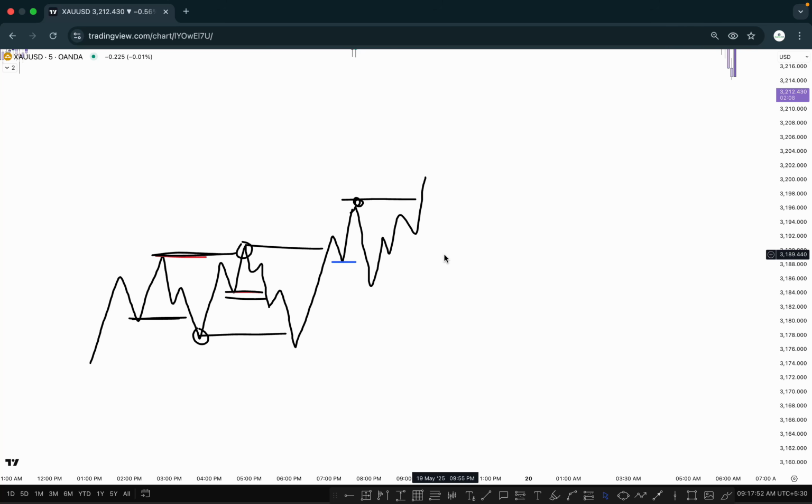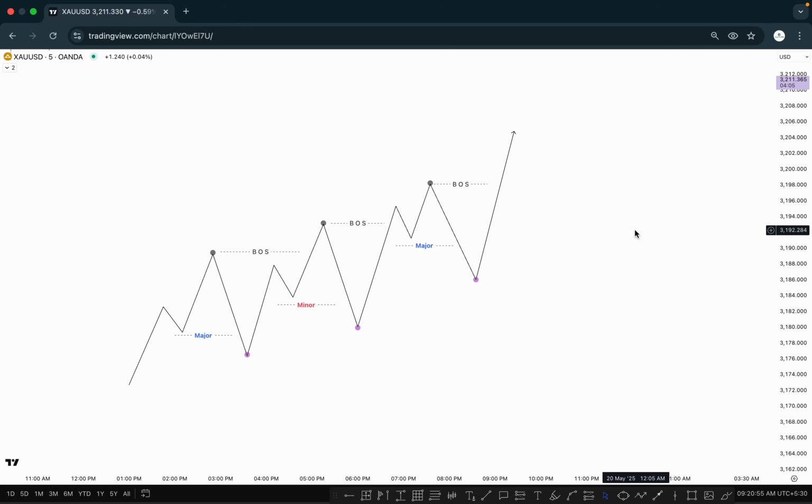Some people get confused at this point because the same thing happened at this point here, and this is our minor inducement in a first pullback, but this time this has become our major inducement. Why? Let me clear the chart so you can understand better. Now everything is clear and you will see how the market is working here.